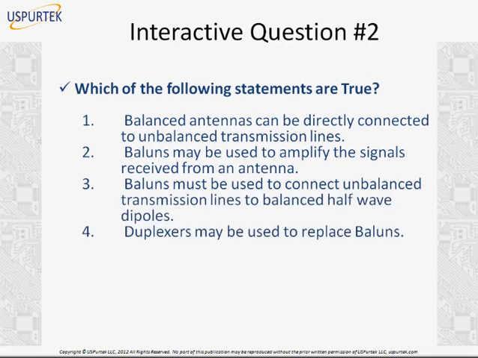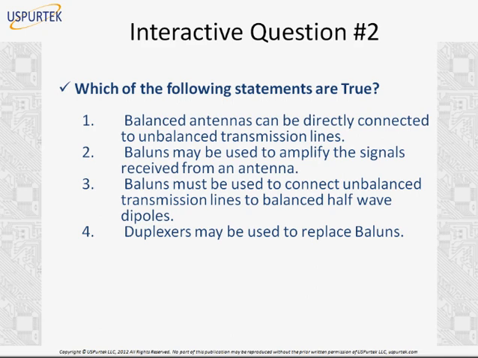Now let's pause for a moment and go to this question. So which one is true? Balanced antennas can be directly connected to unbalanced transmission lines. Baluns may be used to amplify the signals received from the antenna. Baluns must be used to connect unbalanced transmission lines to balanced half-wave dipoles. Duplexers may be used to replace baluns.